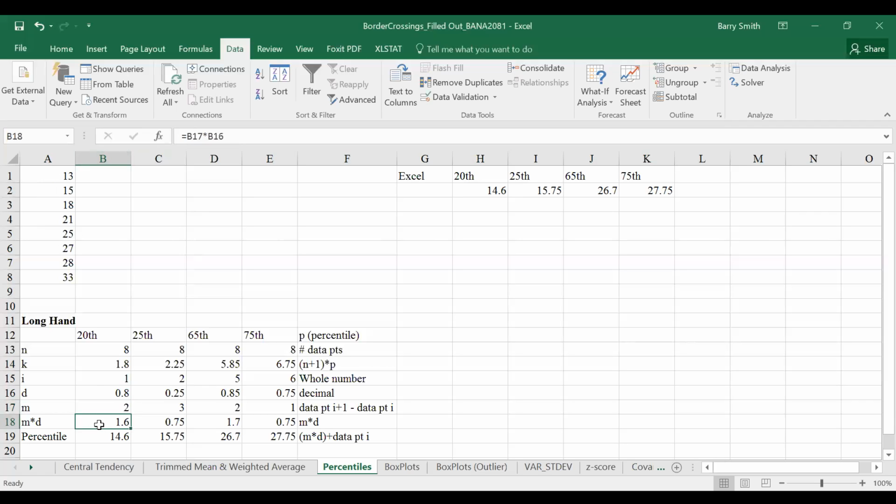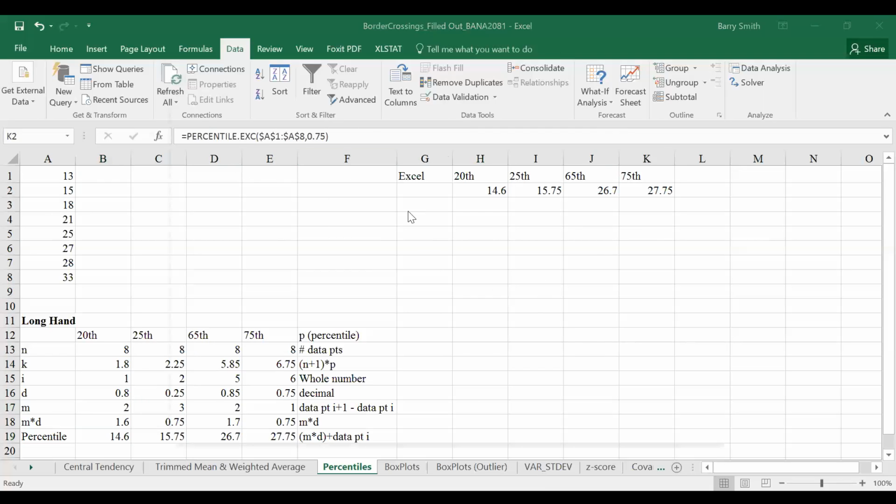Now we're going to take m times d for the next part, and so we take the 2 times 0.8 gives us 1.6. And now we take that value and add the data point I, which is the first one, so 13 plus 1.6 gives us 14.6. And so again, we're just using the cells and referencing them and getting our calculation done that way. And that is the 20th percentile. And you can do the whole longhand thing with the 25th, the 65th, and the 75th, and you always get the same thing as you get if you do it with Excel.